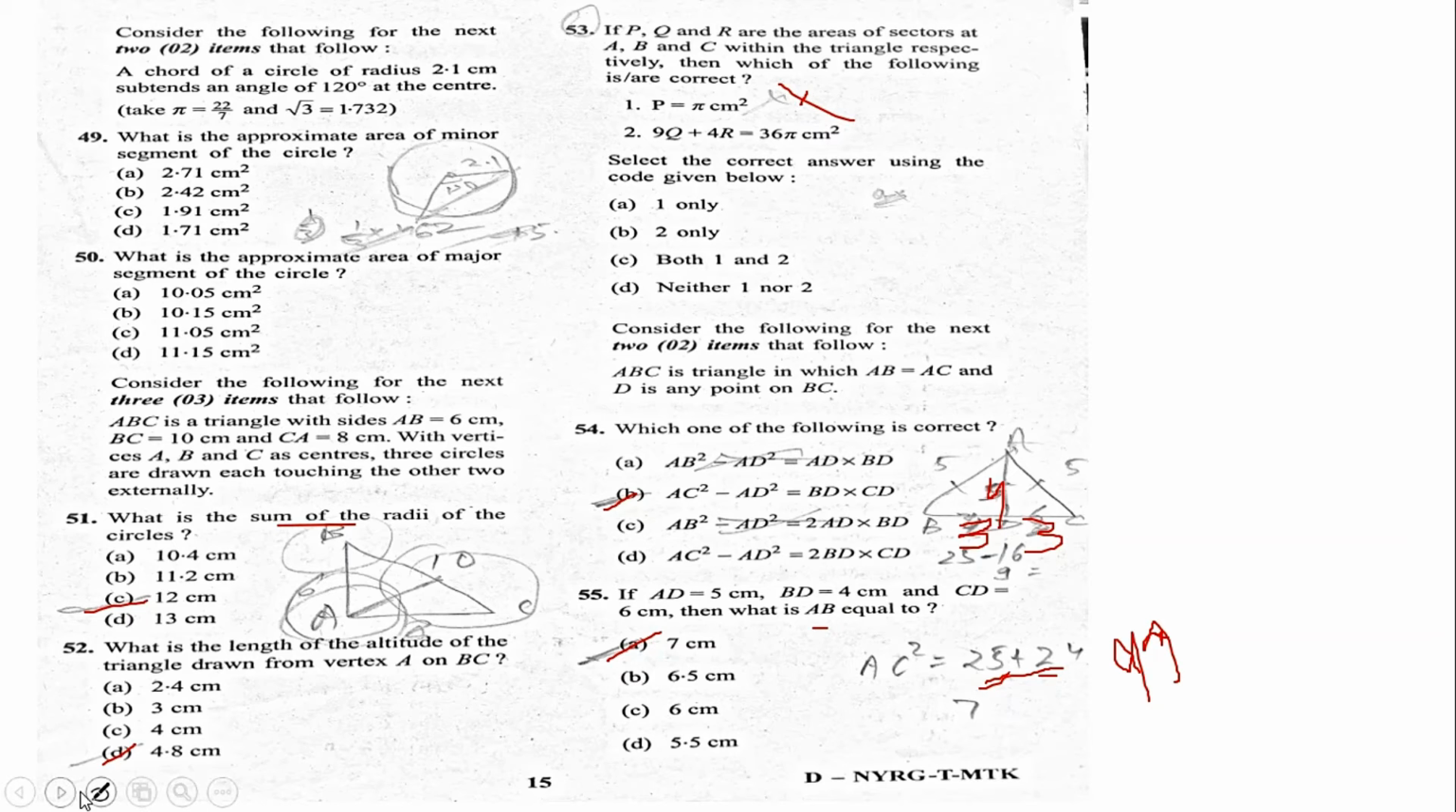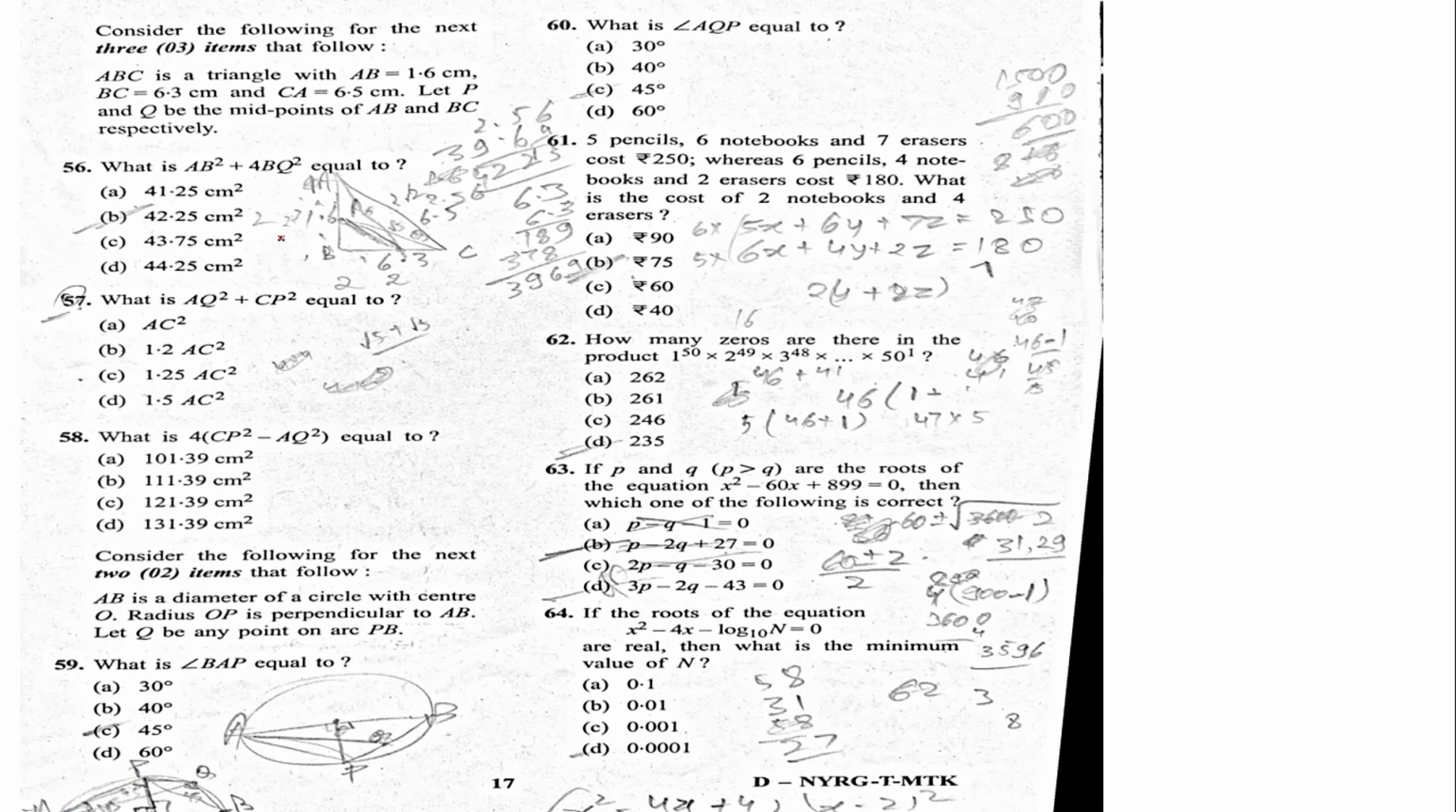आपने सबसे पहले घबराना नहीं है। So proceeding to the 56th question, AB square plus 4BQ square. Here we can see that BQ is nothing but half of BC. So we will consider it as twice of AB, since it is 4, and it can be considered as the BC square.